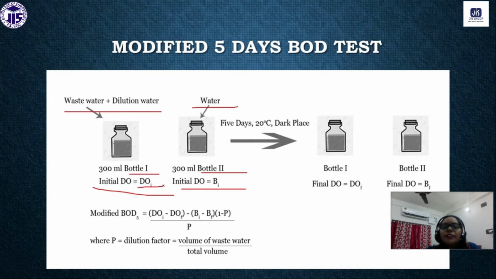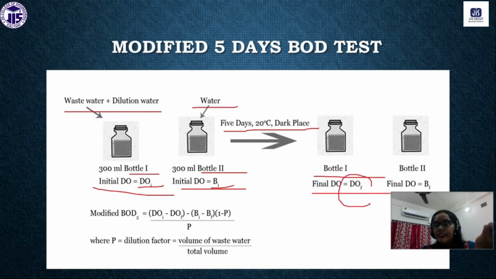Initially, for each bottle we have measured the initial amount of DO, which is DOI for bottle 1 and BI for bottle 2. After this measurement, we kept the bottles for 5 days at 20 degrees centigrade in a dark place. After these 5 days, we again measured the final amount of dissolved oxygen, which is DOF for bottle 1 and BF for bottle 2. Understand? B suffix F for bottle 2. So these are the total values that we have got from the modified 5 days BOD test.